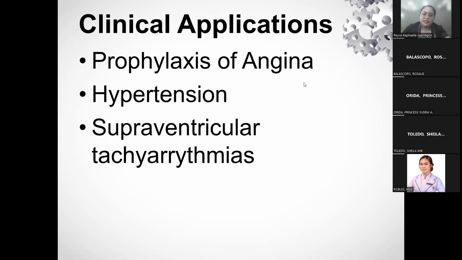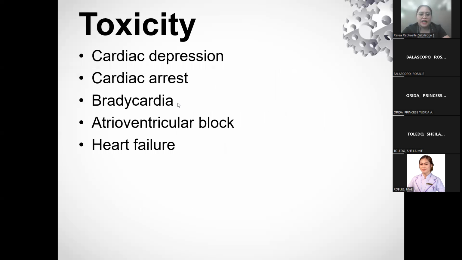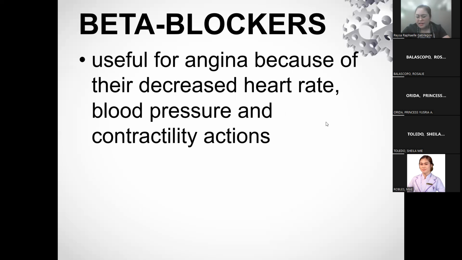from angina, which we also discussed for hypertension and our arrhythmias. And then we have the following, which can be used for hemorrhagic stroke and may reduce cerebral damage after thromboembolic stroke, aside from being a drug for angina.